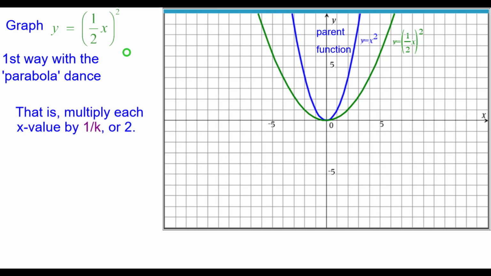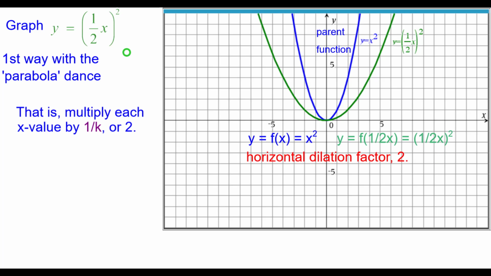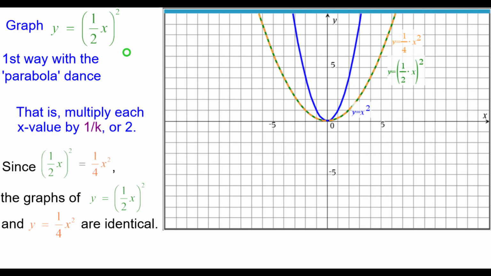And notice that we're multiplying each x value by 2. So if you look at this blue point and the green point, they have the same y coordinate, but the blue x coordinate times 2 is the green x coordinate. For these points, in fact all points there, there's a horizontal dilation factor of 2, and this is an example of a horizontal stretch. Finally, since the quantity of 1/2 x squared is 1/4 x squared, the green and the orange graphs are identical.